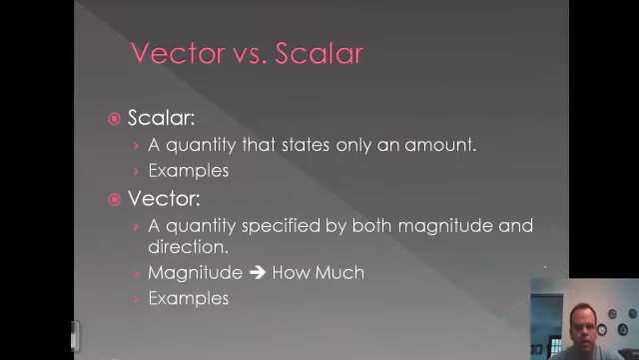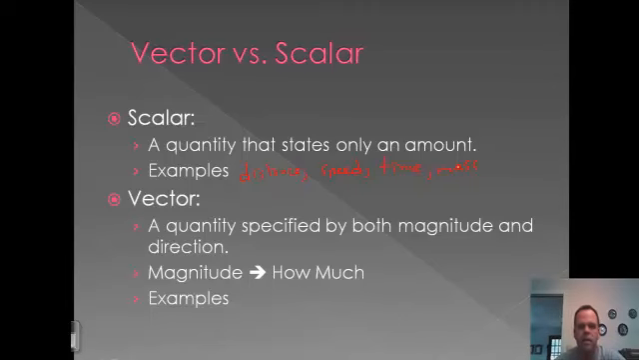Vectors and scalars. We talked about this earlier in the course. A scalar is any quantity that only contains an amount. Some examples of scalar quantities are distance, speed, time, mass, things that have just an amount and do not contain a direction. There's no direction to time, there's no direction to mass. Speed is a quantity that only involves how fast you're going, not the direction. Distance, how far you've gone, not the direction.